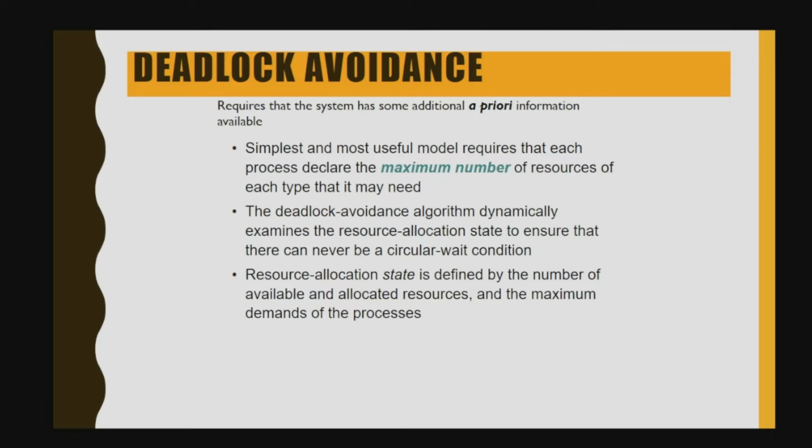Resource allocation state is defined by the number of available and allocated resources and the maximum demand of the processes. So here we have the resource allocation state, the allocation for each process, and then the available and allocated resources with the maximum demand of the processes that we have in the system.